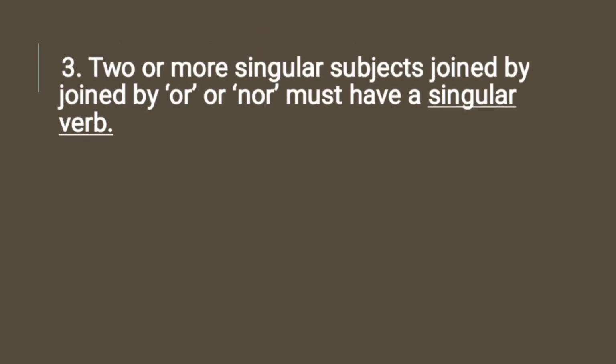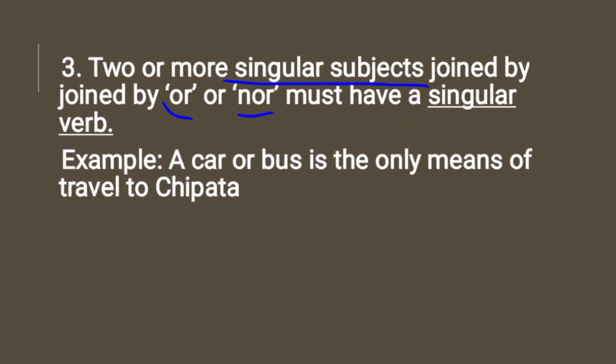Rule number 3. Two or more singular subjects joined by or, nor must have a singular verb. This is very interesting. Please pay attention. Two or more singular subjects joined by or, nor must have a singular verb. What do we mean? For example, a car or a bus. A car or bus is the only means of travel to Chipata.